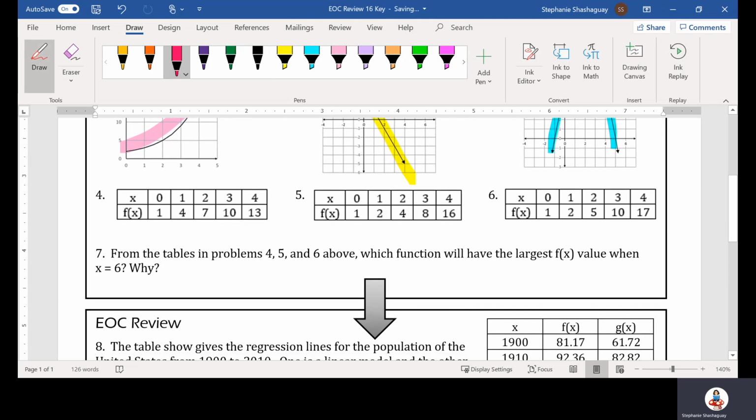So in table 4, sorry, we're looking at our y values compared to our x values. So our x values were just going up by 1, okay? Our y values, remember f of x is the same thing as y. Our y values were increasing by a constant rate of 3. And if we're increasing by a constant rate, then we have a linear function.